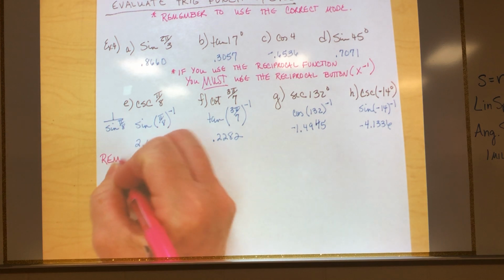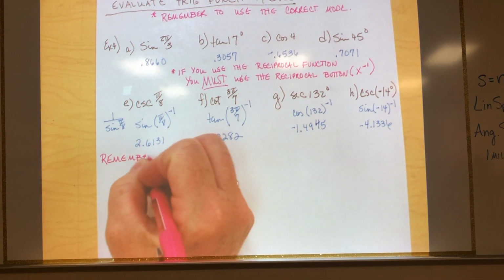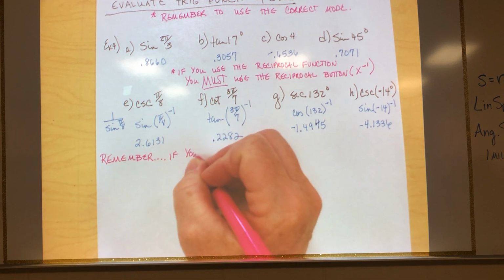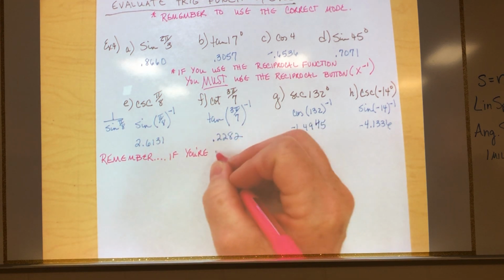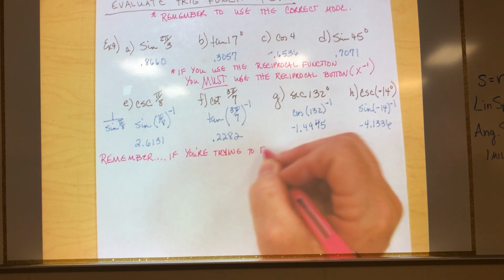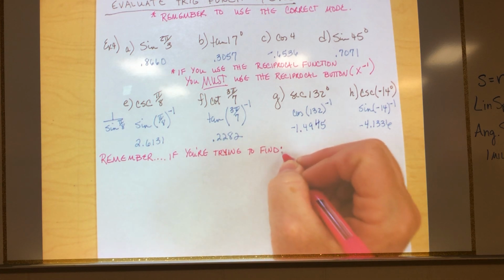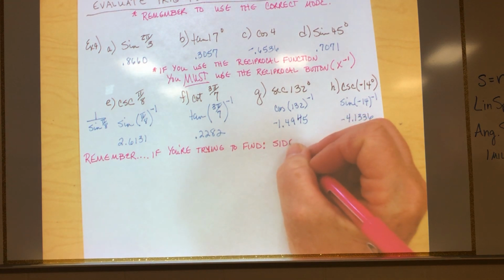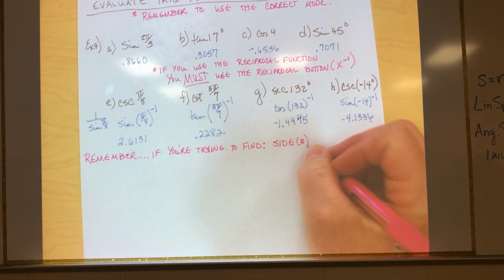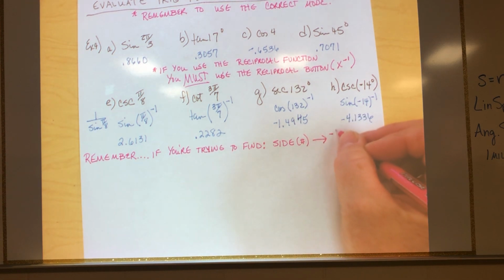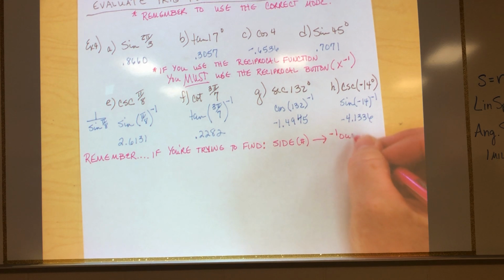So remember, if you're trying to find a side, that's just a number, okay? That's just a number. Then your little x to the -1 goes on the outside.